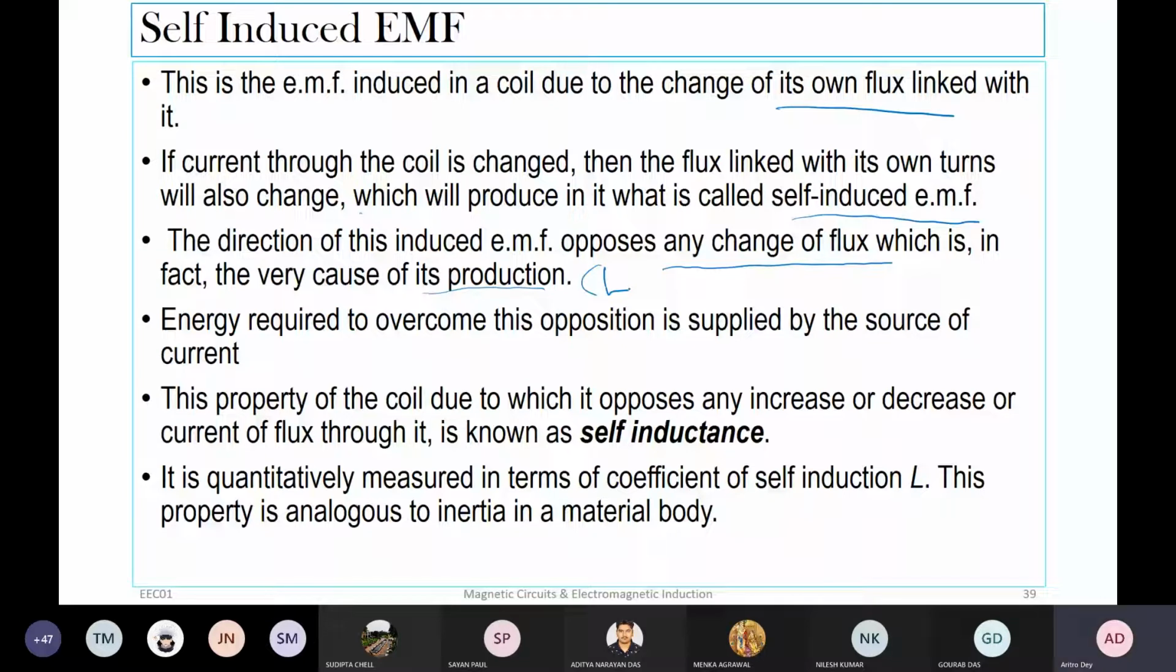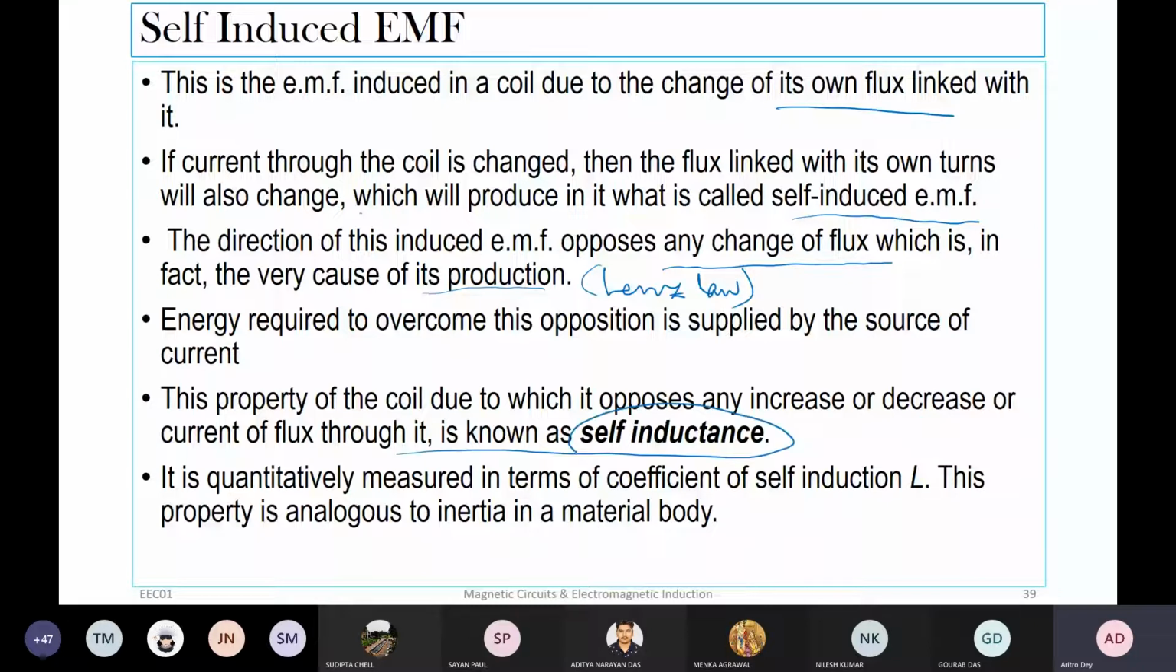Energy required to overcome this opposition is supplied by the source of the current. Definitely, because otherwise there won't be any flux if it completely opposes. So what is trying to oppose will be overcome by drawing the energy from the source of the current, that means the battery. This property of the coil, due to which it opposes the increase or decrease of the current or flux through it, is known as self-inductance.